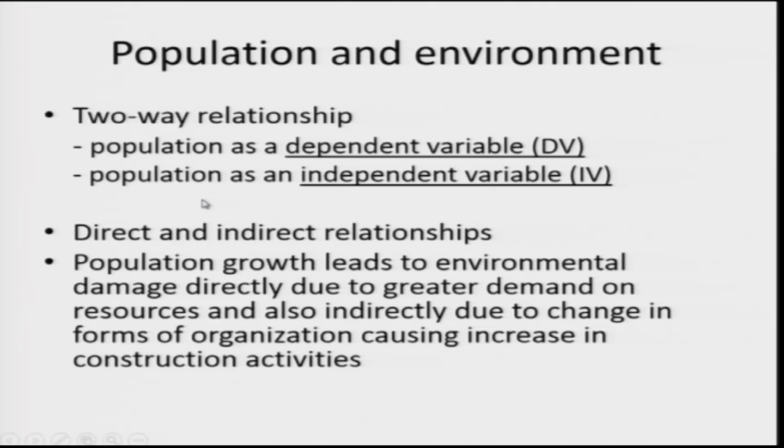In the study of population and environment, population appears sometimes as a dependent variable and sometimes as an independent variable, depending on what your hypothesis is. And there is a direct and indirect relationship, meaning there are several mediators and moderators between population and environment. Population growth leads to environmental damage directly due to greater demand on resources, and also indirectly due to changes in forms of organization causing an increase in construction activities.